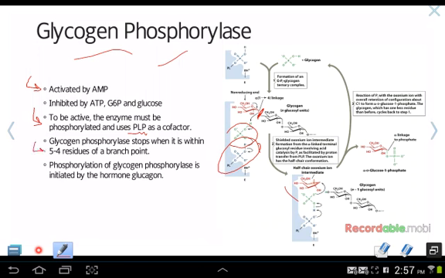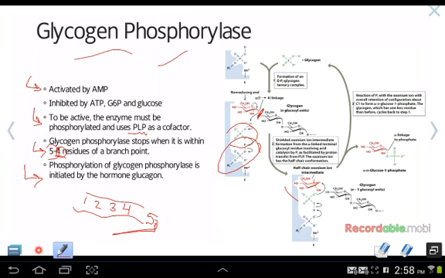Again, as I mentioned, glycogen phosphorylase stops when it's within 5 to 4 residues. Our textbook says 4, but I've read in other textbooks it's 5 residues, so somewhere between 5 and 4 residues of a branch point. This is because the active site is narrow and can only fit around 4 to 5 glucose molecules within the active site of the phosphorylase. So if we get too close to a branch point, it's too narrow to fit a branching point, and so it just physically can't fit and can no longer cleave at that short of a branch.